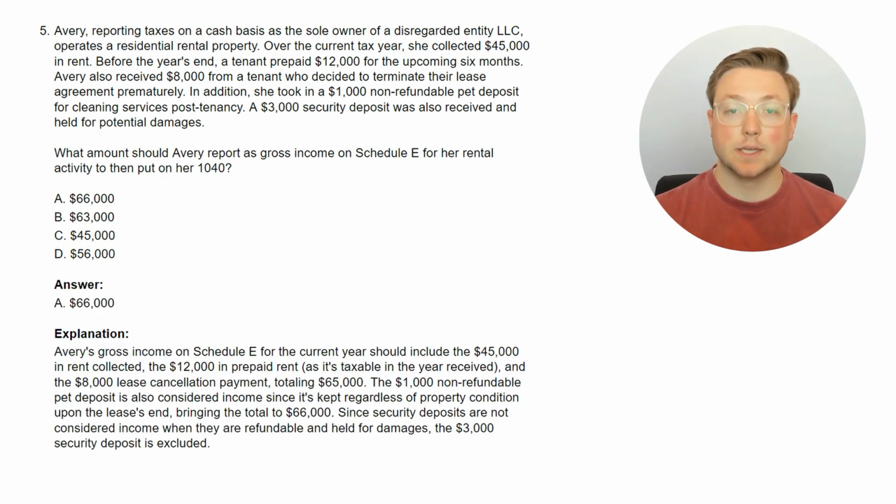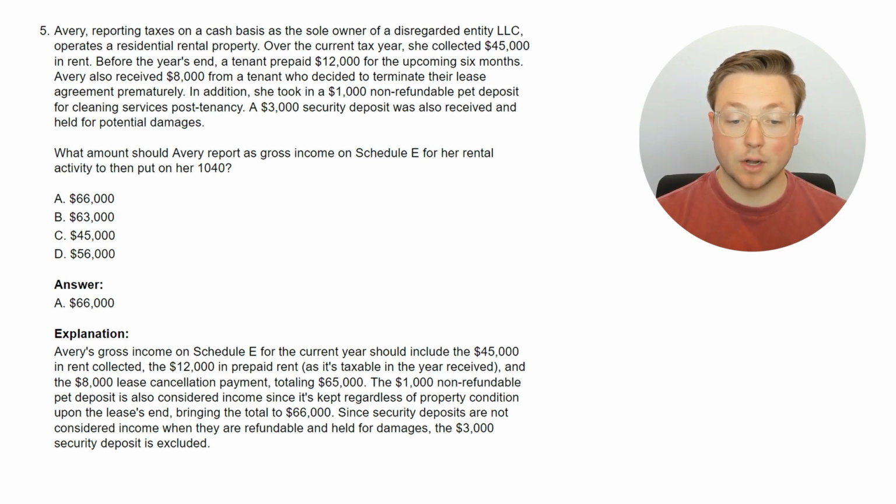Here's the answer: $66,000. Avery's gross income on Schedule E for the current year should include the $45,000 in rent collected, the $12,000 in prepaid rent as it's taxable in the year received, and the $8,000 lease cancellation payment, totaling $65,000. The $1,000 non-refundable pet deposit is also considered income, since it's kept regardless of property condition upon the lease's end, bringing the total to $66,000.